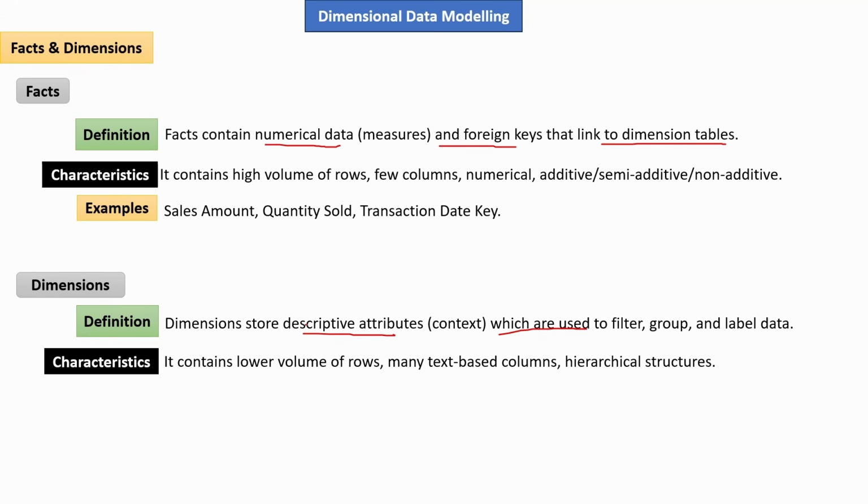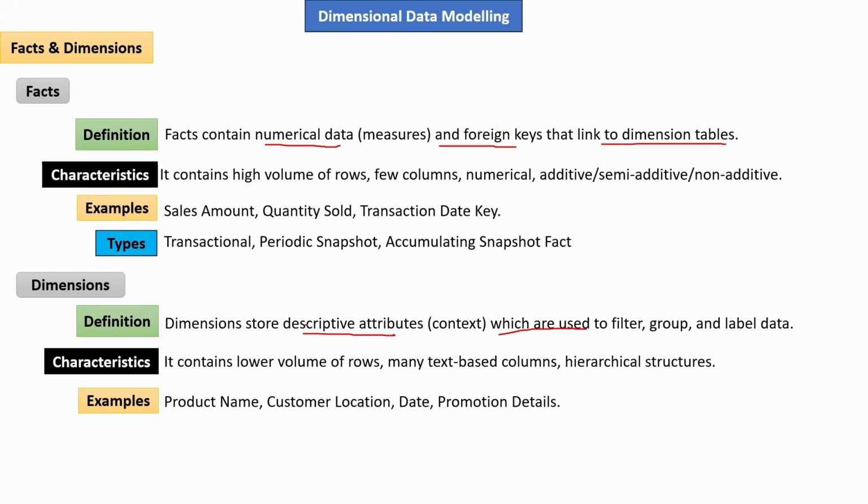And the examples for dimensions will be product name, customer location, date, promotion details, etc. And the types of facts are, there are three major types of facts. Basically, there are four, but major are three. That is transactional, periodic snapshot, and accumulating snapshot fact. The fourth kind of fact is factless fact, and don't worry, we will deep dive into all these kinds of facts in the next few minutes.